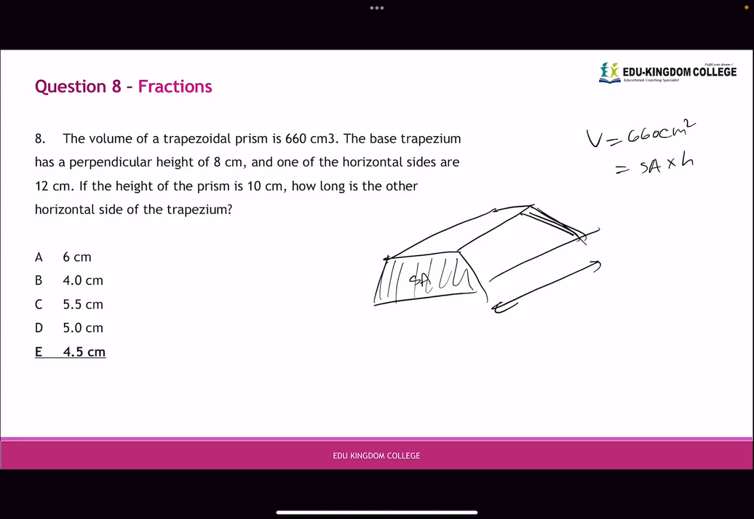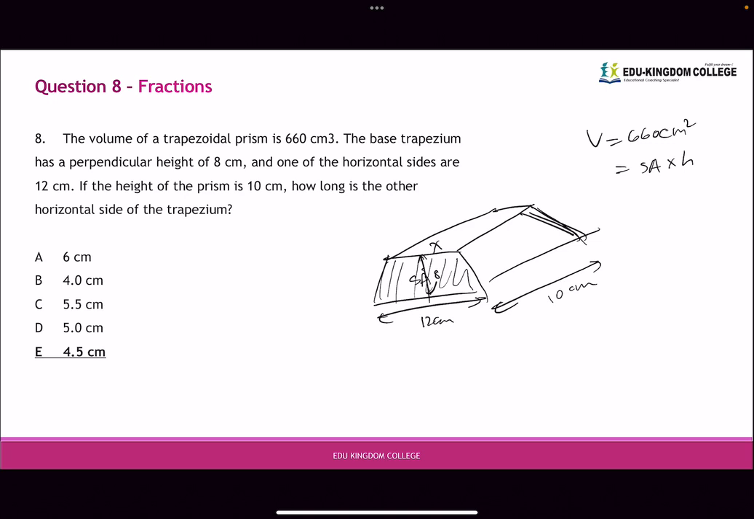So the base trapezium has a perpendicular height of 8. Okay, it's got a height of 8. And one of the horizontal sides is 12 centimeters. Okay, let's say this is horizontal. Let's say this is 12 centimeters. This is x. Okay, we don't know what it is. The height of the prism is 10. All right, so make sure you don't get perpendicular height and height confused. So perpendicular height means of the front face.